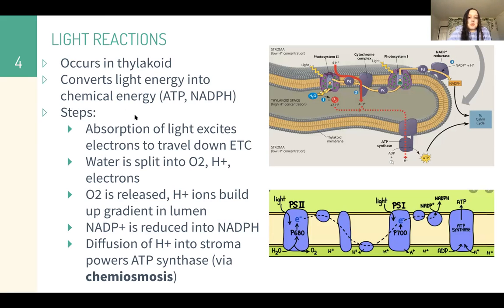First, the absorption of light excites the electrons that travel down to the electron transport chain. And then water is split into oxygen and a hydrogen ion and electrons. And then the oxygen is released and the hydrogen ions build up a gradient in the lumen. And then NADP+ is reduced to NADPH, and then the diffusion of the hydrogen ion into the stroma powers ATP synthase via chemiosmosis.